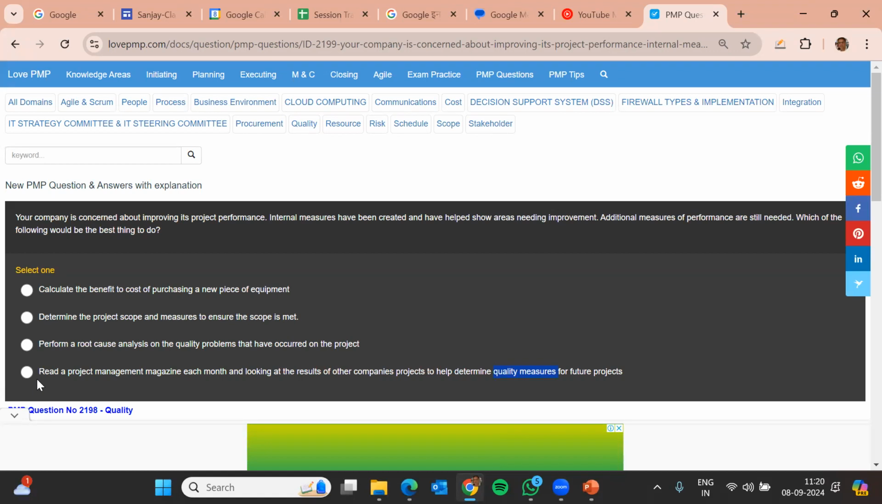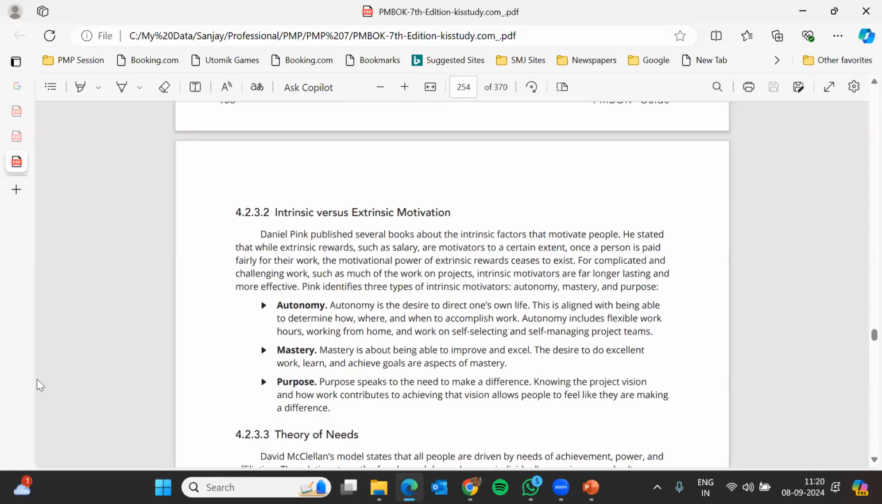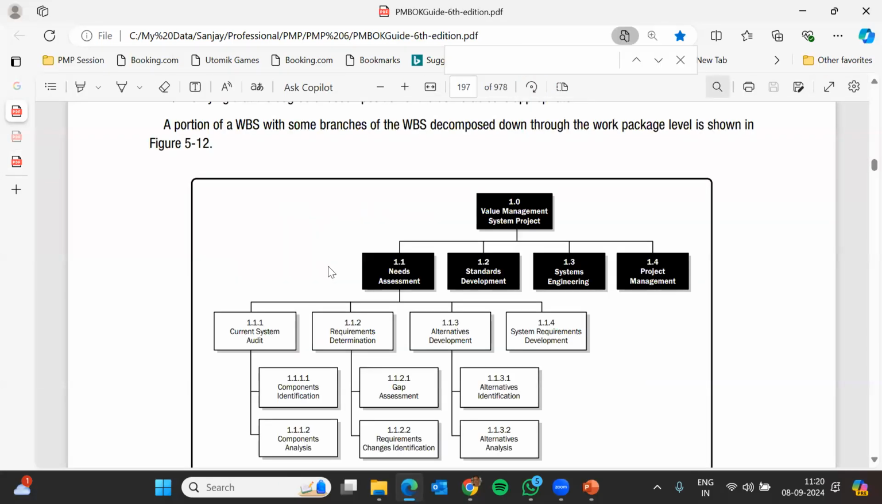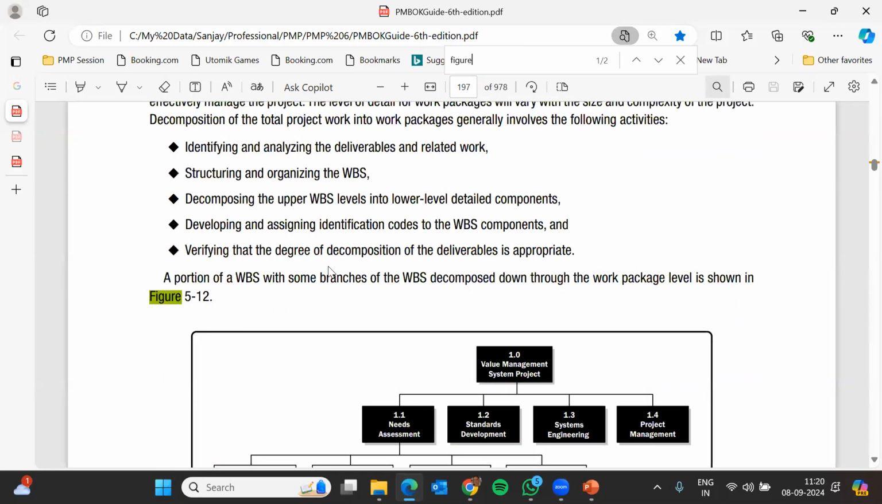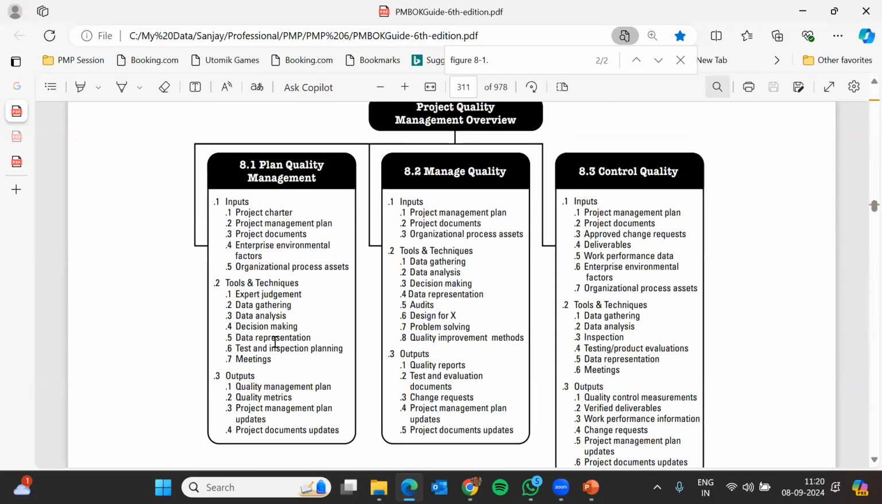And this is called as what? Manik, this is called as what? Let's look here, I will show it to you and check that. Figure 8-1. Sanjeev ji, this is the master book, and he is referring to a tool called benchmarking. Where is benchmarking? Look: benchmarking, expert judgment, data analysis, data gathering, test and inspection, meeting.